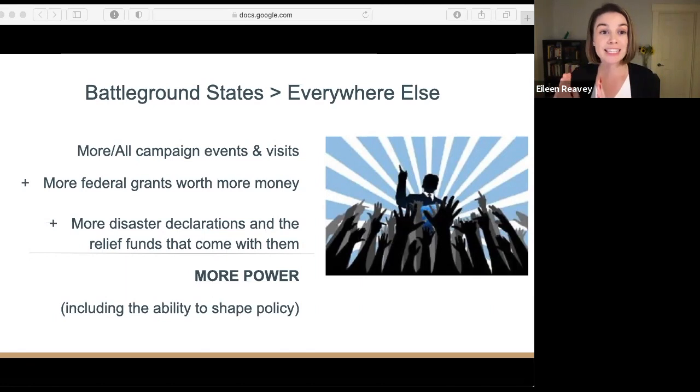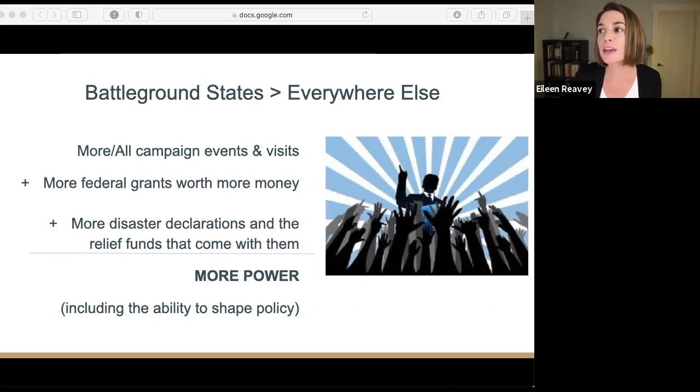So states that are battlegrounds now, that doesn't mean that they're going to be battlegrounds in 2024 and that they're going to continue to have this power. If you look at states like Virginia and Colorado, they were battleground states in 2016, and we didn't talk about them this election cycle. It was a foregone conclusion how those states were going to vote.